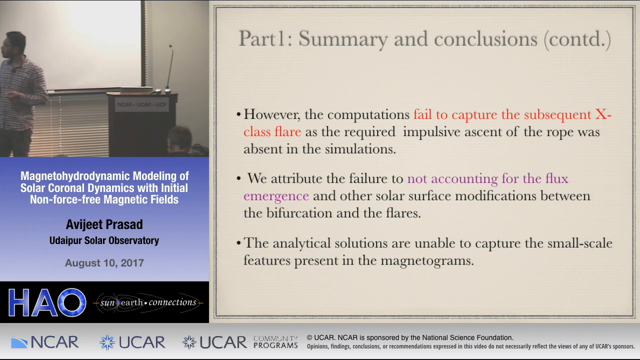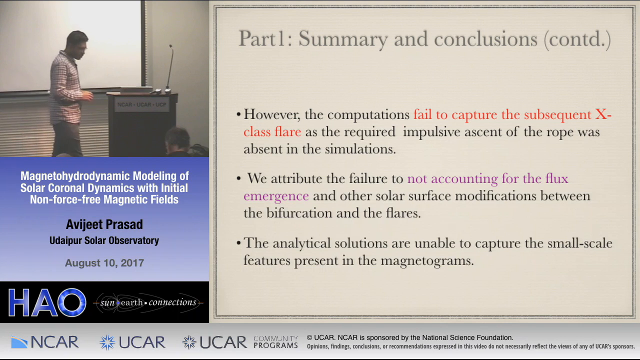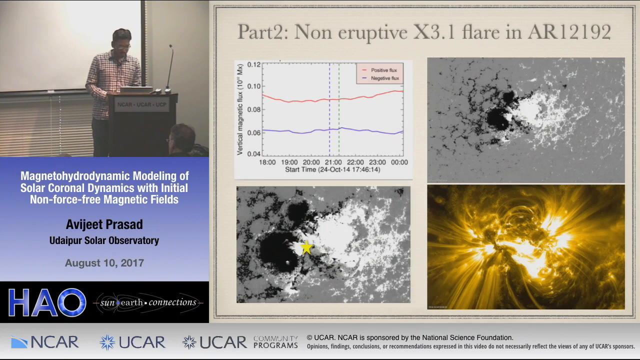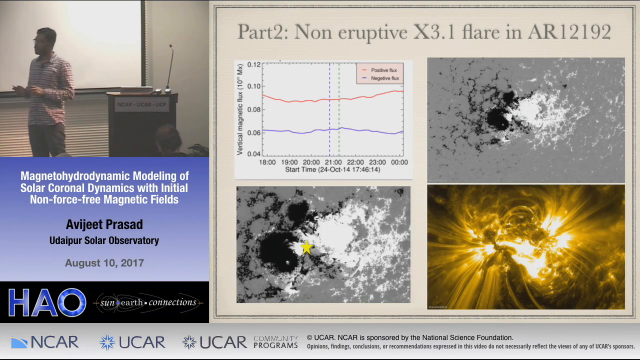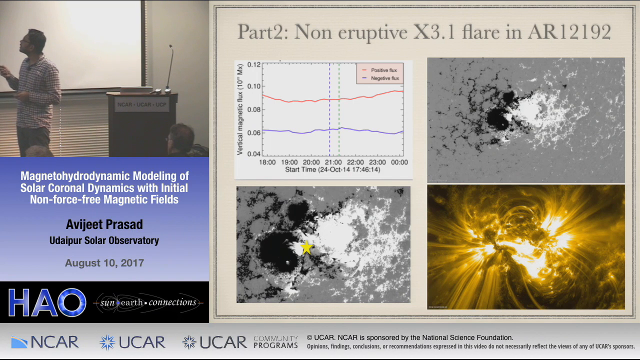Another problem with using analytical solutions is that we can capture only the large scale features of the magnetic field, but we do not have the small scale features that are present in the magnetogram. To address this issue, we looked at another X-class flare event, in a case where there was not much flux emergence preceding the X-class flare. The active region we chose was AR 12192.